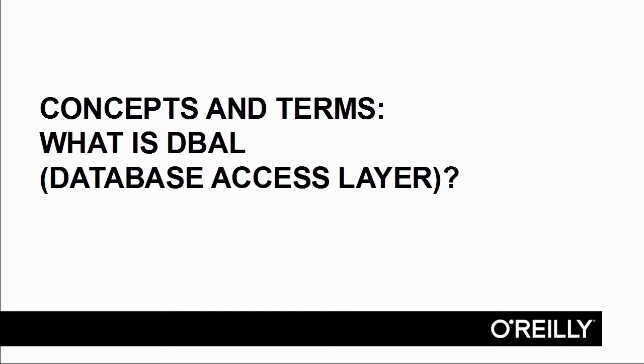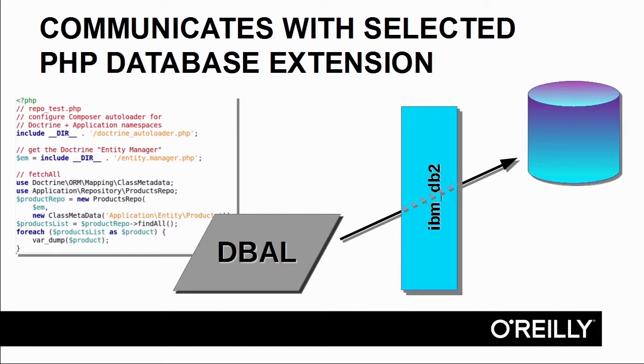In this lesson, we will discuss what is DBAL, or Database Access Layer. DBAL is a generalized technology which obscures the underlying database extension. In the case of Doctrine, it's actually a separate project with its own source code tree. What DBAL does is it allows you to write an application which does not have to have an awareness of the actual PHP database extension.